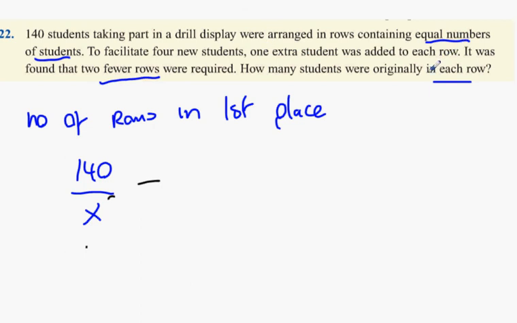Now what does it say next? 2 fewer rows were required. 2 fewer. So, the big number equals the small number plus 2. Therefore, the equation now becomes 140 over x equals 140 over x plus 1, plus 2. Solve that equation for x. Is that alright?